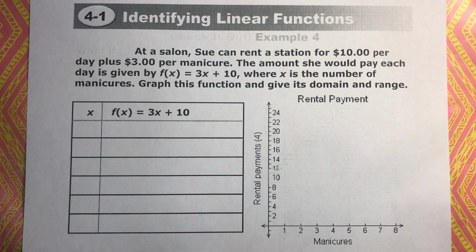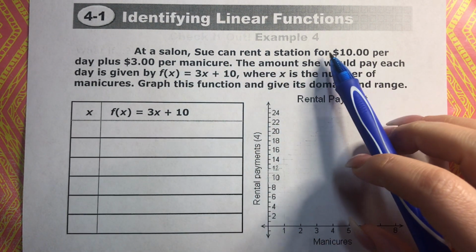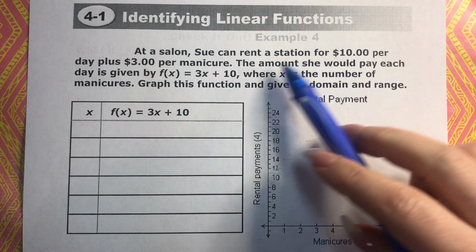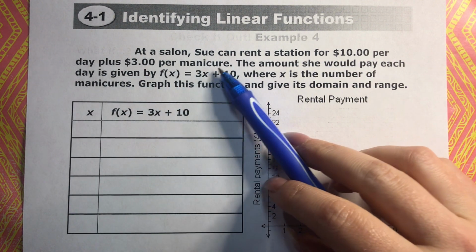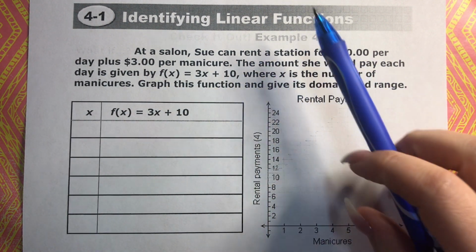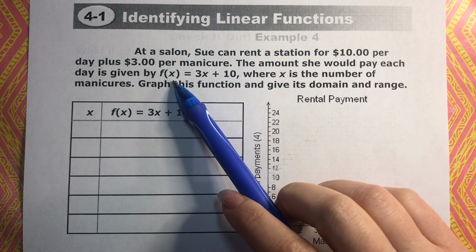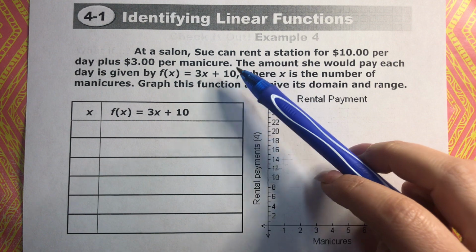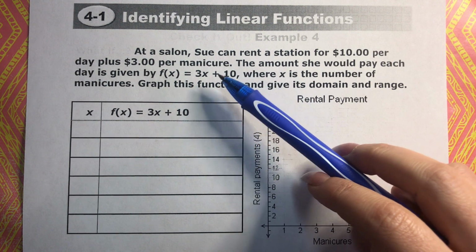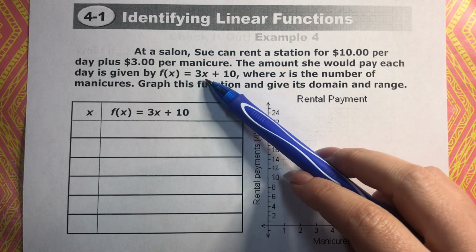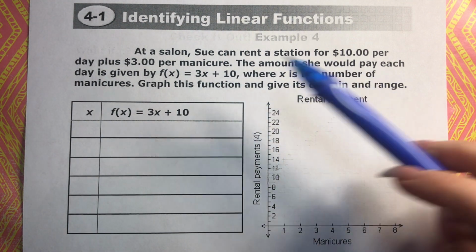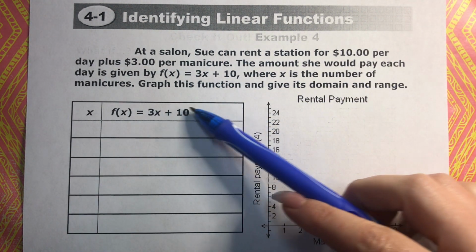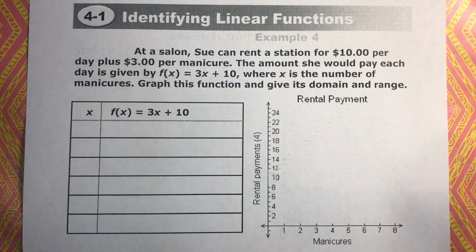Okay, so what this says is, at a salon, Sue can rent a station for $10 per day plus $3 per manicure. The amount she would pay each day is given by the function f of x equals 3x plus 10, right? So she has to give $10 per day plus $3 for every manicure she does. So x is probably going to be the number of manicures. So we're going to graph this function and give its domain and range.